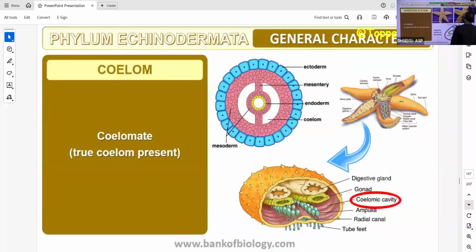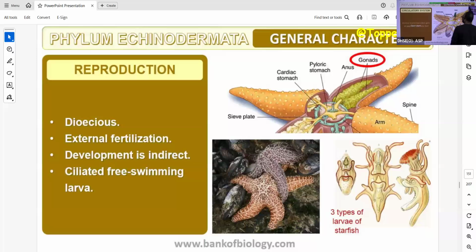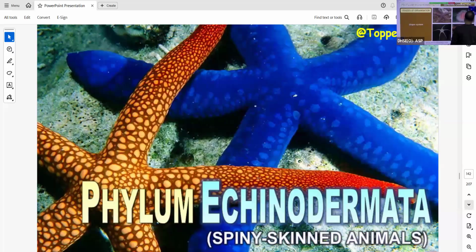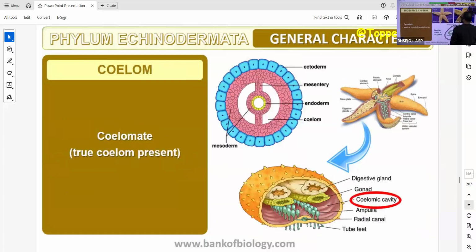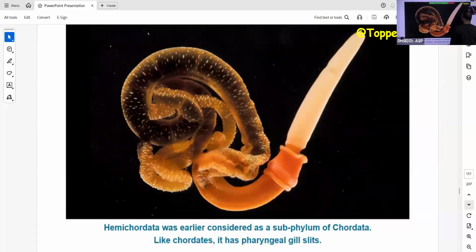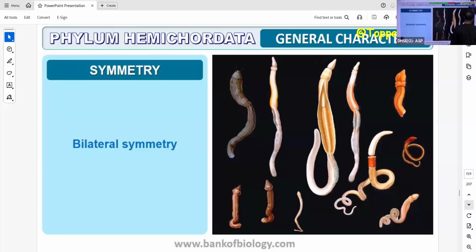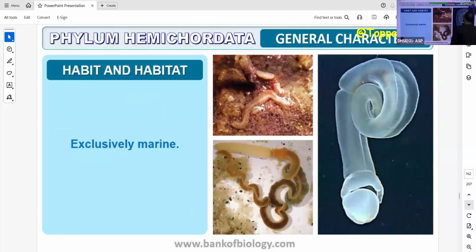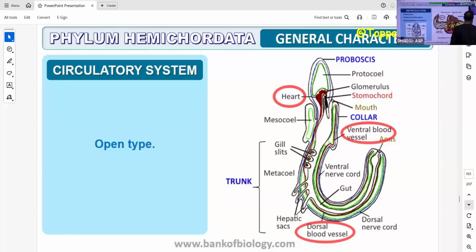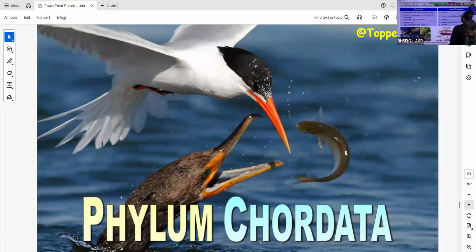Continuing from where we left, we had already finished non-chordates. Okay, we will be moving to the chordata, phylum chordata, and it has some important classes like the amphibians, reptilia, pisces, aves and mammals. Okay.